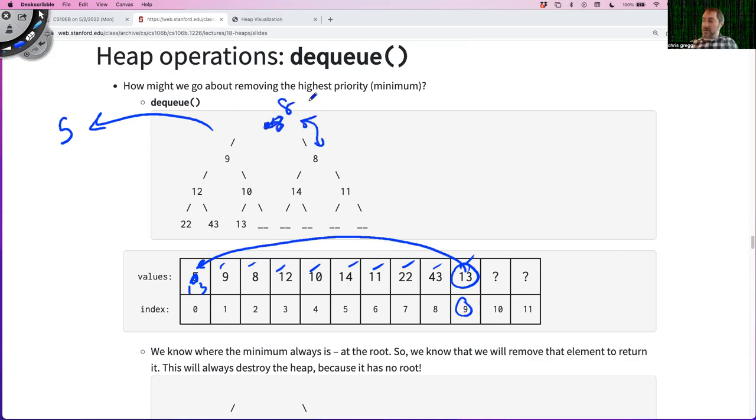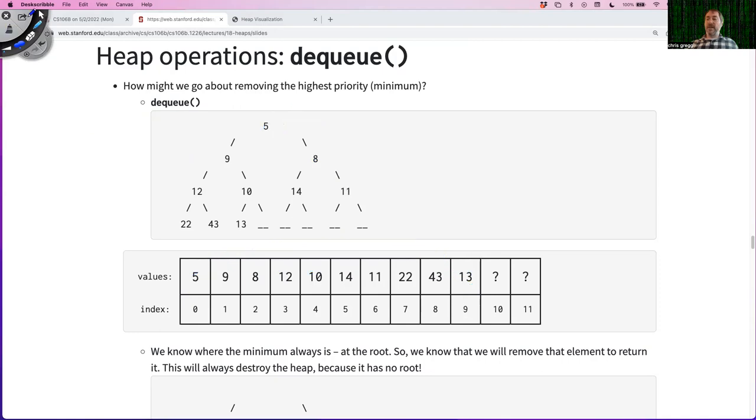We need to switch those 8 and 13. We then check the 13 versus the 14 and 11. We bubble it down. This one becomes 11 and this one's 13. And then we're done. We're not removing the 13 anymore. It's in its right place. We have created a new heap and everybody's happy. Does that answer your question, Sarah?